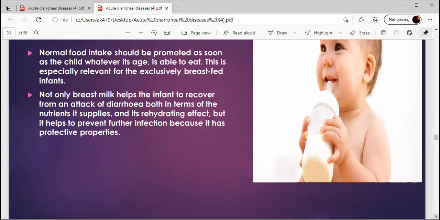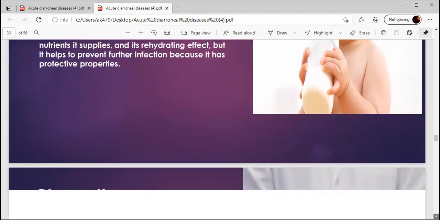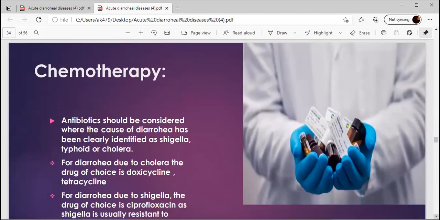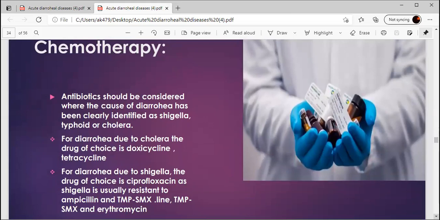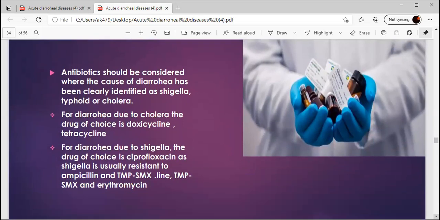Not only does breast milk help the infant to recover from an attack of diarrhea, both in terms of the nutrients it supplies and its rehydrating effects, but it also helps to prevent further infection because it has protective properties. Chemotherapy. Antibiotics should be considered where the cause of diarrhea has been clearly identified as Shigella, typhoid, or cholera, or any bacterial infection. For diarrhea due to cholera, the drug of choice is doxycycline or tetracycline.